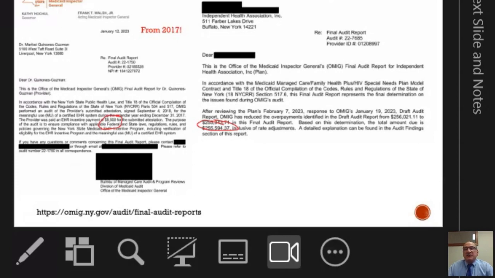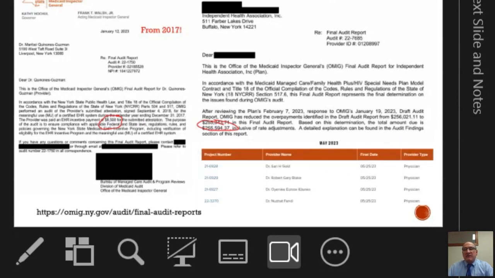Also, this year, a local insurance company, Independent Health, was asked to refund $255,000 because they were found to have been overpaid. And if you're so inclined, this information is all a matter of public record. At the bottom of this page is the URL for the Office of Medicaid Inspector General, who is the overseer of all things Medicaid in New York State.